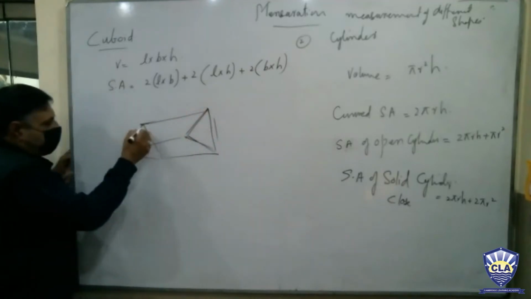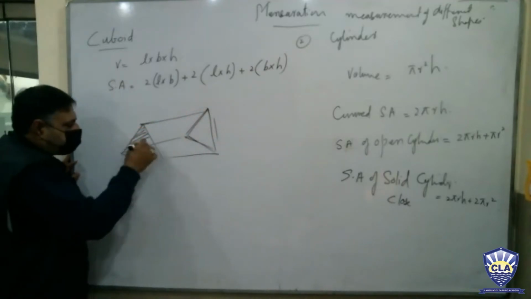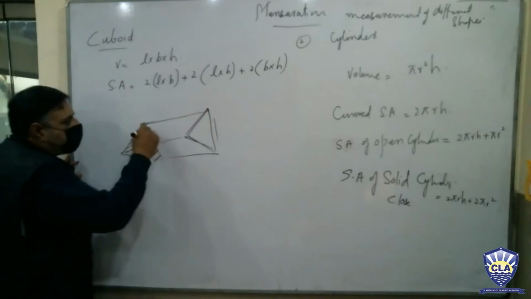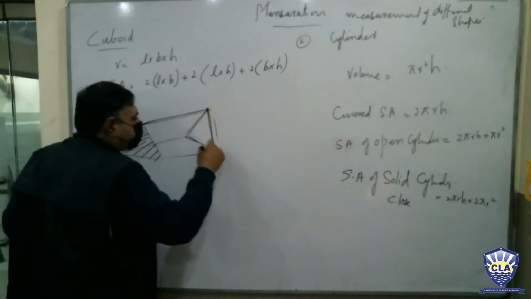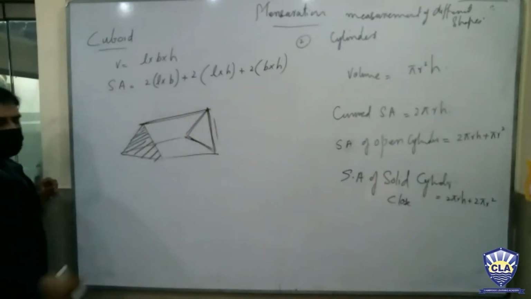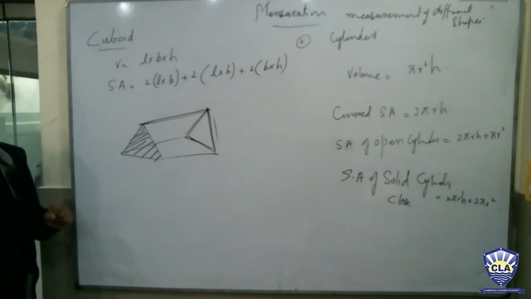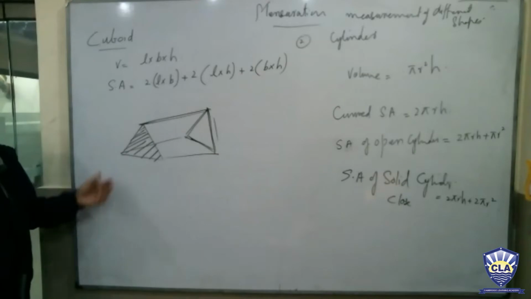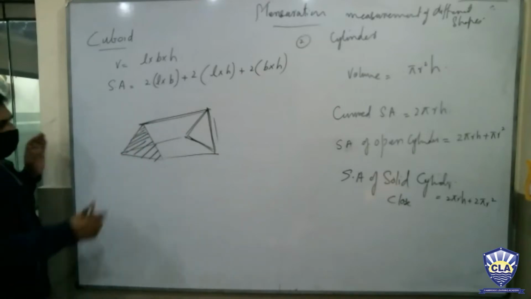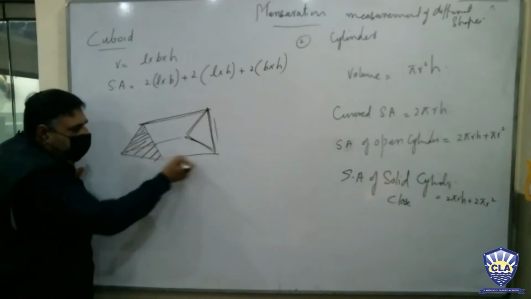Area of this shape, multiplied by this height. You will get the volume. Okay. The prism. It is a rectangular one. The volume of this shape is area multiplied by this height.